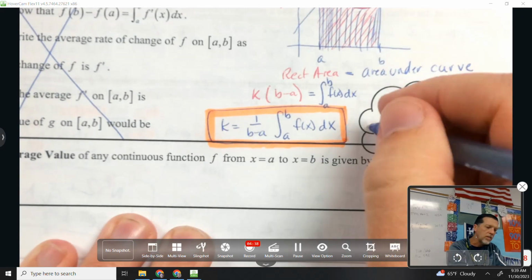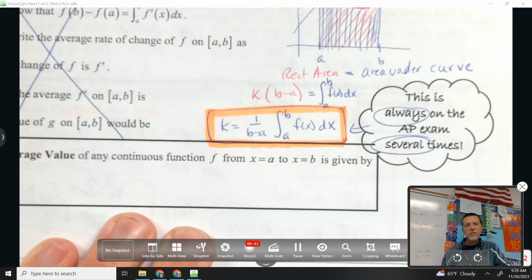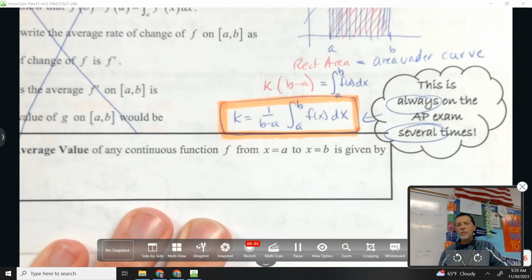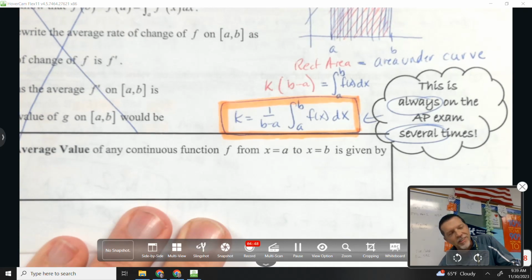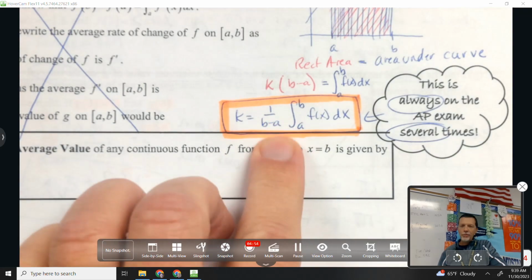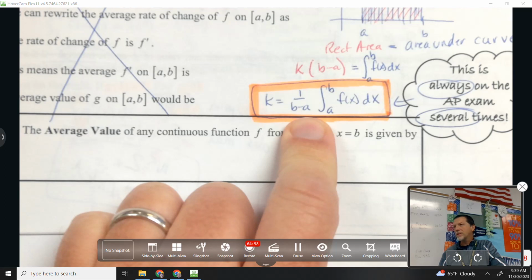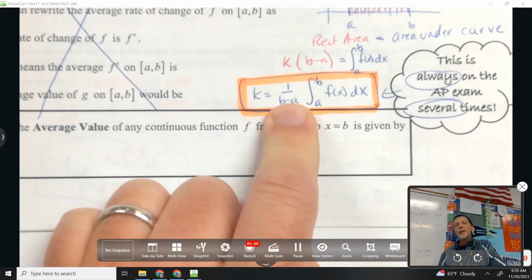And yes, it is always on the AP exam several times. There are some formulas that we hit in here where, if you forget that, maybe they won't test it, or if they do, it'll be one problem, and whatever. This one will be on there multiple times, probably in the free response as well as the multiple choice. So this is an important one.